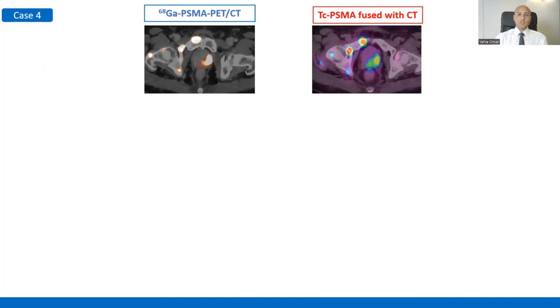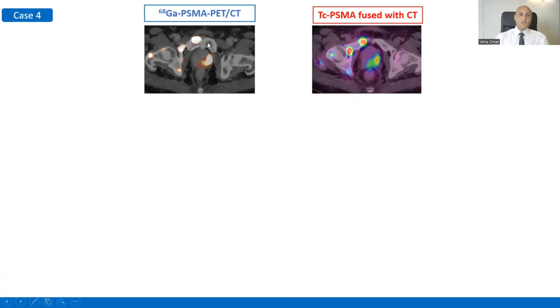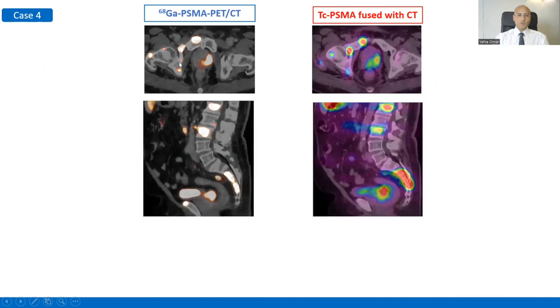This is the prostatic lesion. As you can see here, this is the gallium, and here is the left sided prostatic lesion. As you can see here, the gallium, and in the technetium, it almost looks the same. Also, we have bony lesions in the right side of the pelvis. Here they are almost similar to each other.